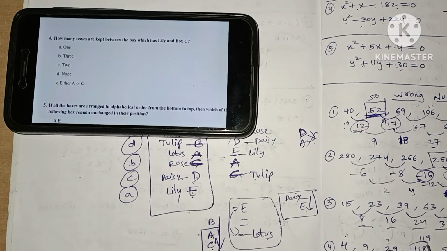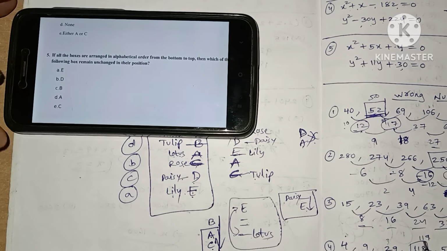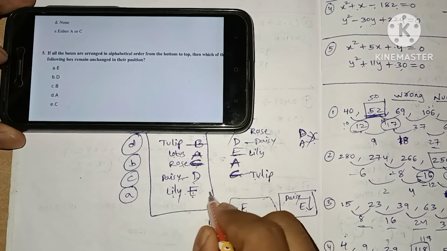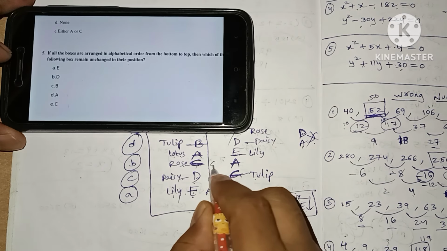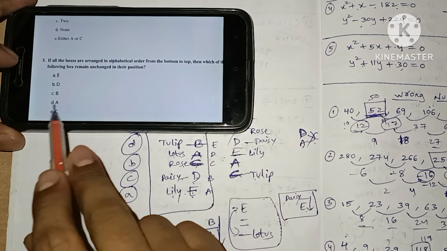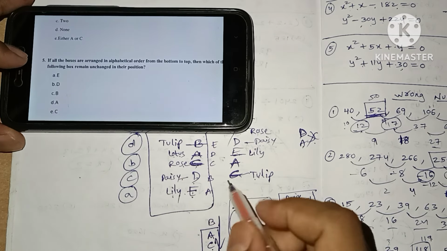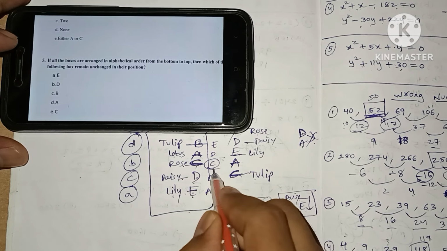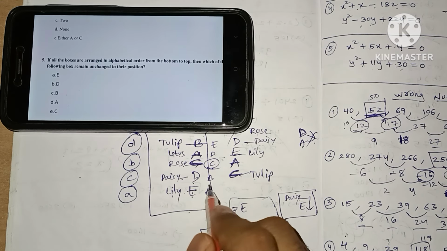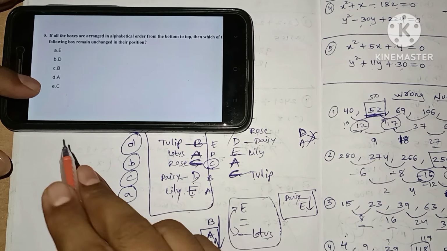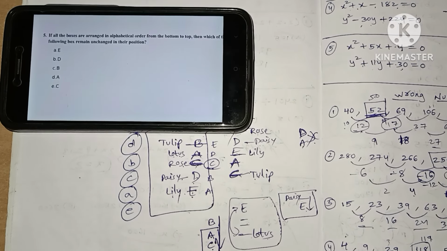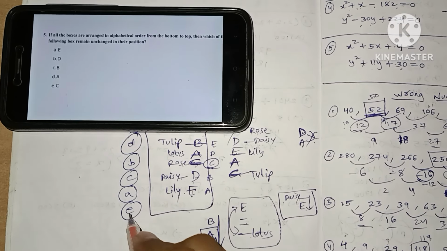Next, if all the boxes are arranged in alphabetical order from bottom to top, meaning A, B, C, D, E, then which of the following boxes remains unchanged in its position? Only box C doesn't change its position. So the answer is C. Okay, option E is our answer.